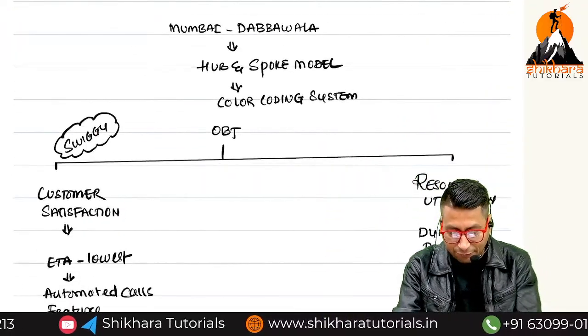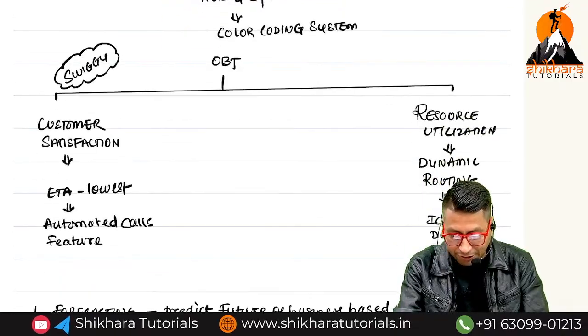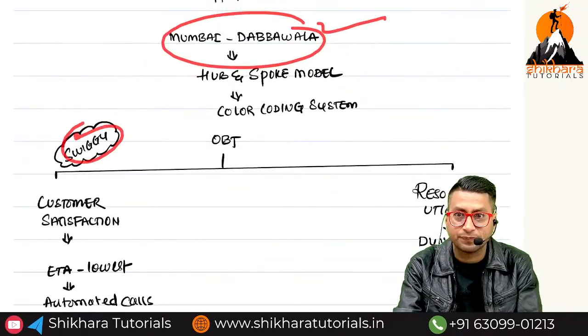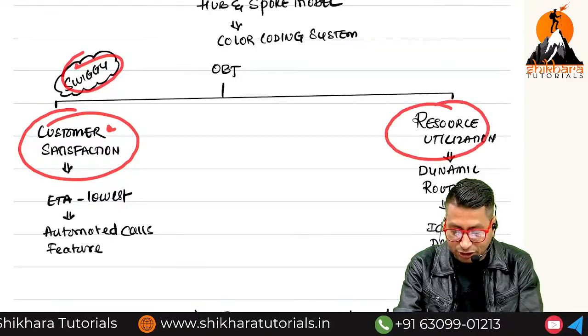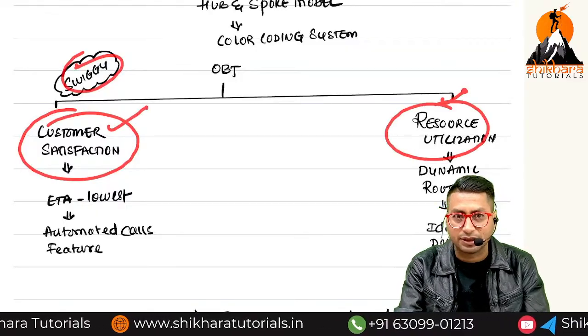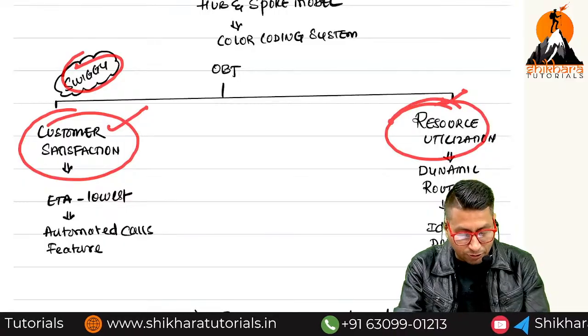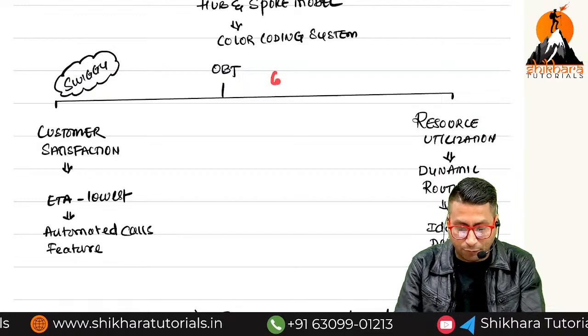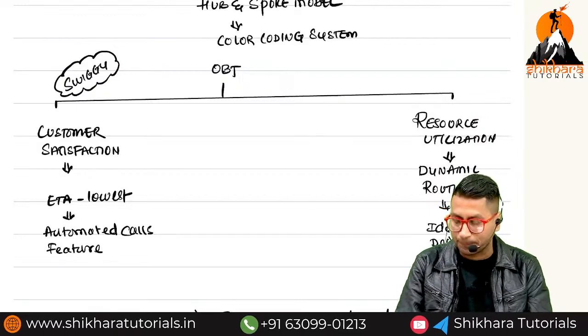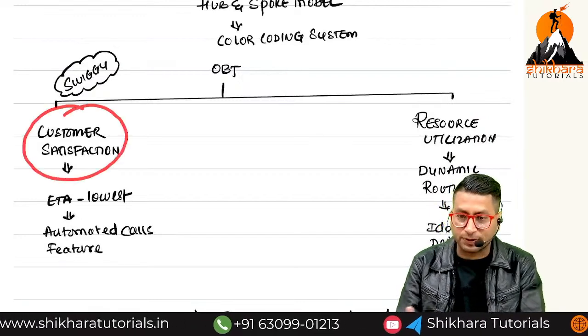Next example, we have taken Mumbai Dabbawala. We have also taken what? Example of Swiggy. Clear? And what are the two main objectives here? One is customer satisfaction, second one is resource utilization. Now resource utilization and customer satisfaction, both I have to achieve with the help of what? Operations management.